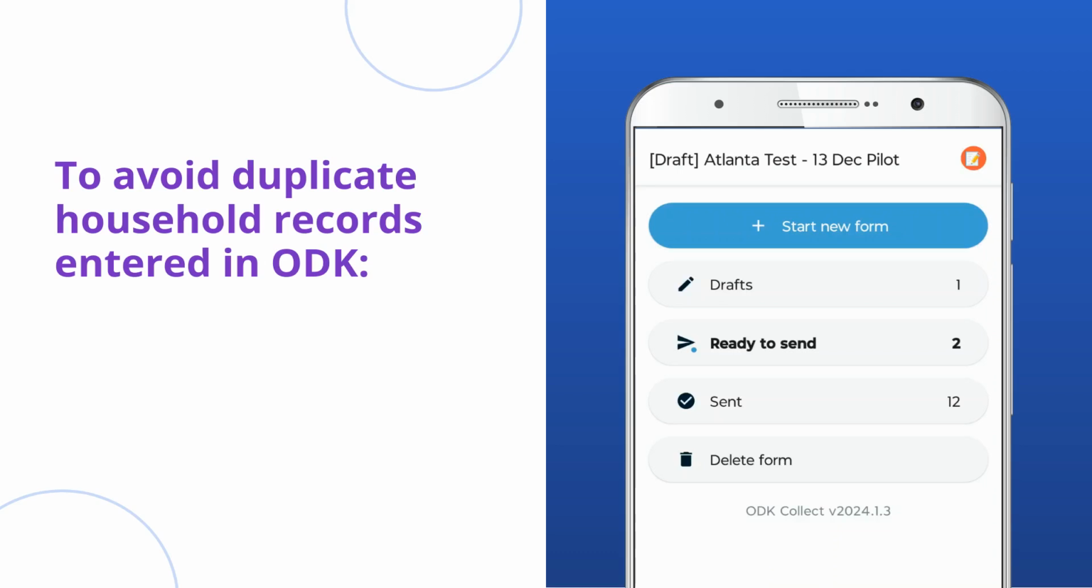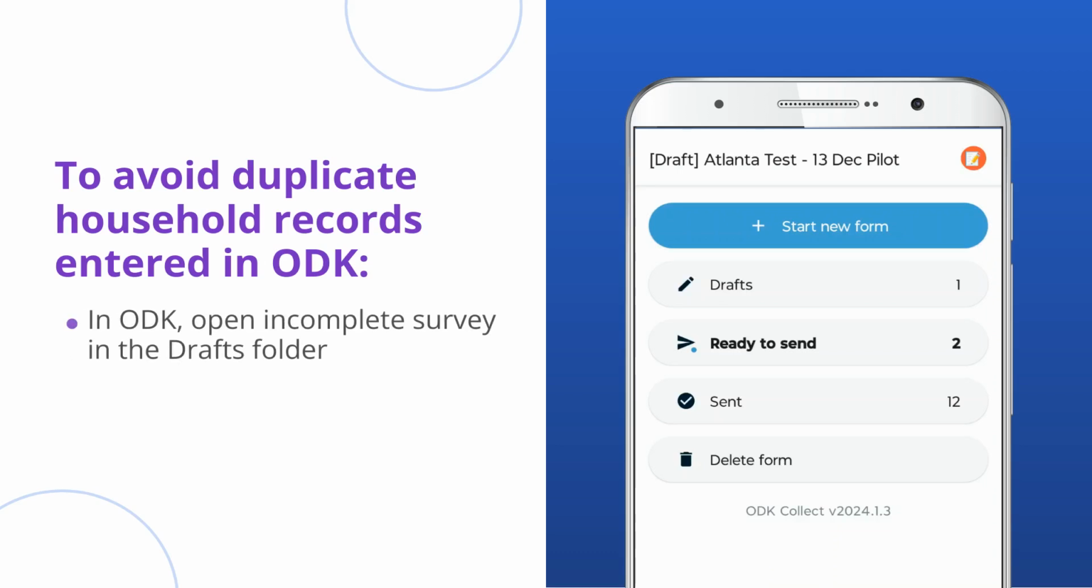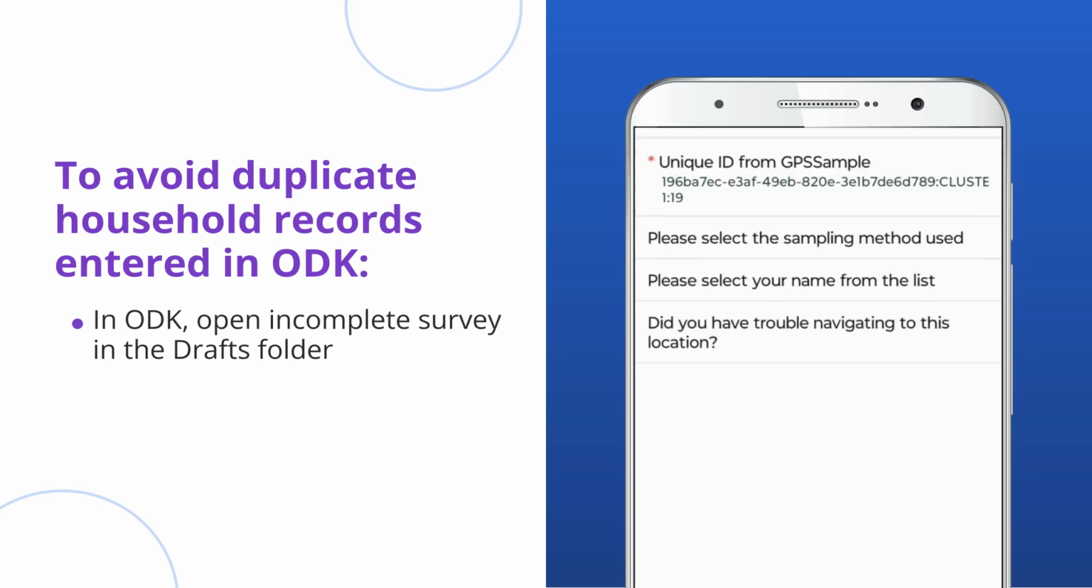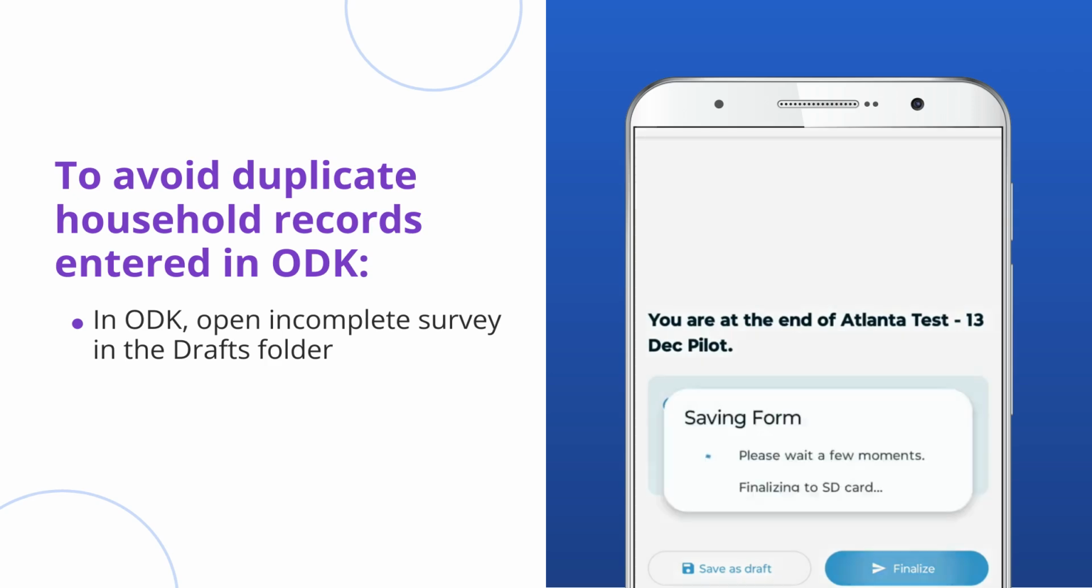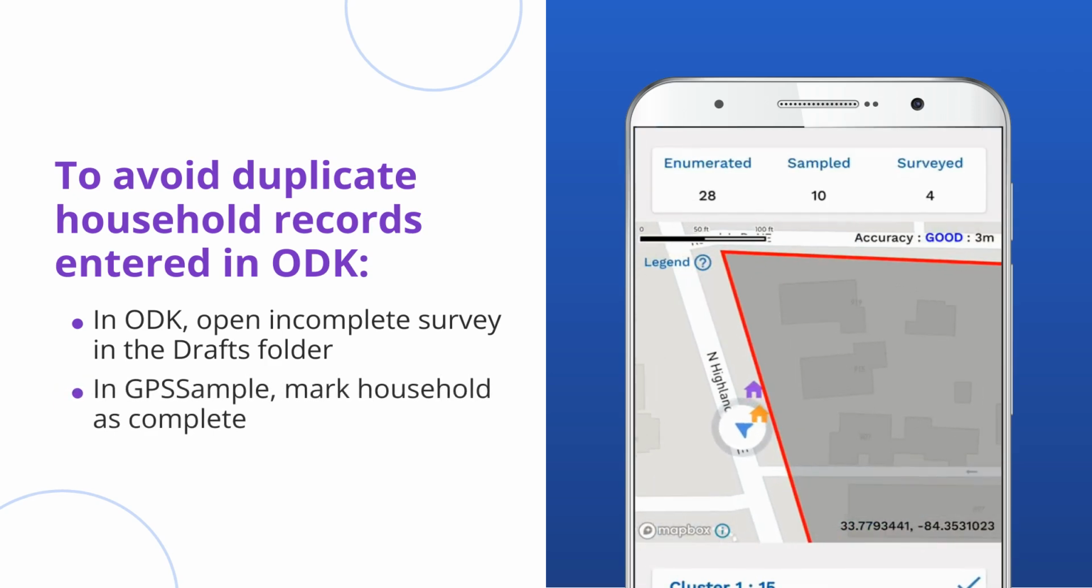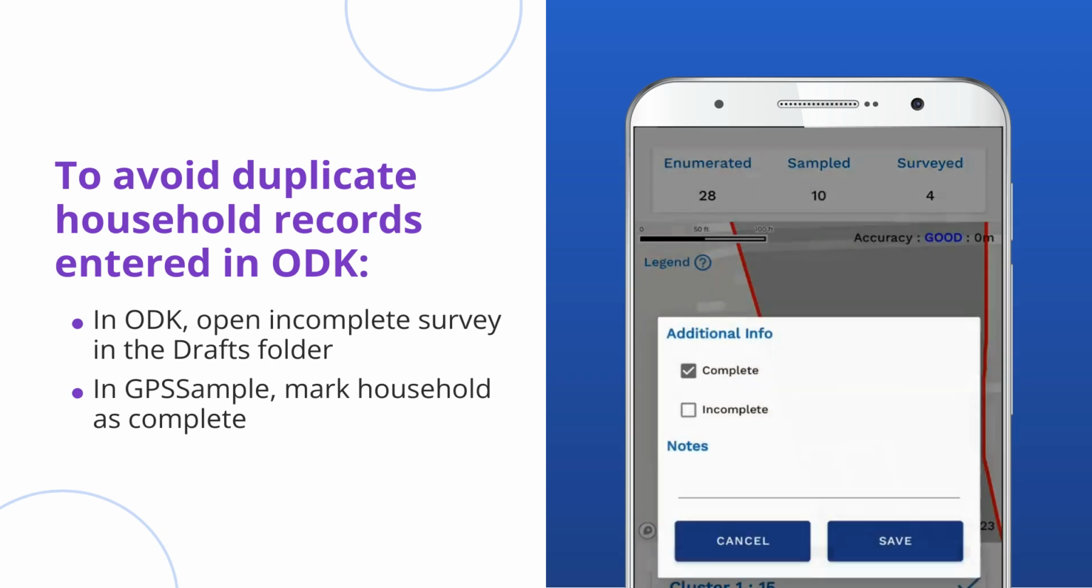To avoid duplicate household records entered in ODK, for incomplete houses, open the incomplete survey saved in the draft folder and finish the survey. Then, in GPSSample, mark the household as complete.